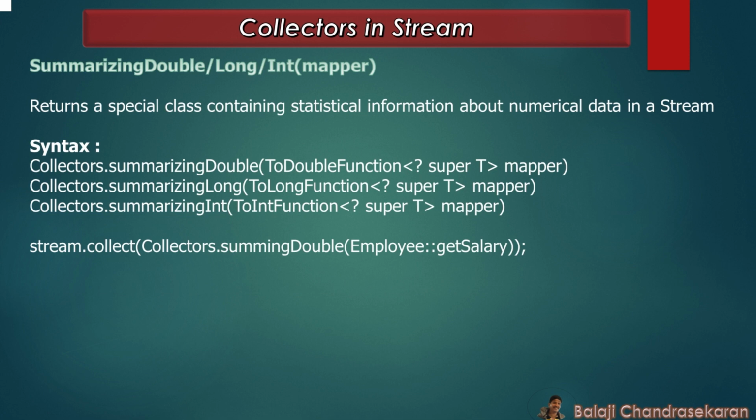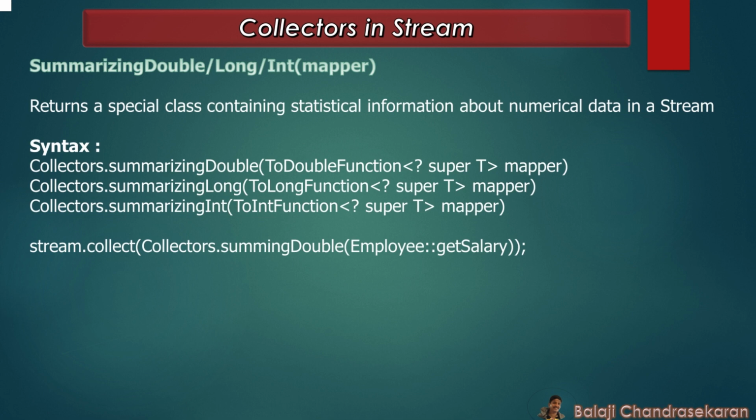In Java, the summarizingDouble, summarizingLong, and summarizingInt methods in the Collectors utility class are used to collect statistics about a numeric property of elements in a stream. They return DoubleSummaryStatistics, LongSummaryStatistics, and IntSummaryStatistics respectively, which contain statistical information such as count, sum, min, max, and average.